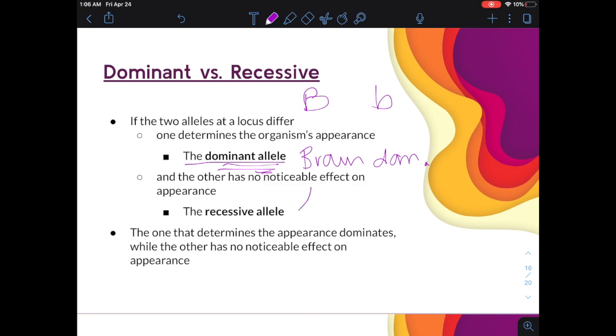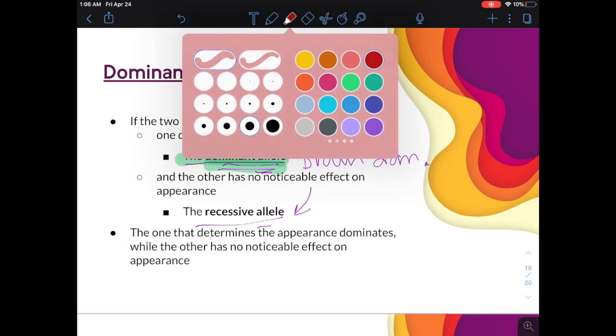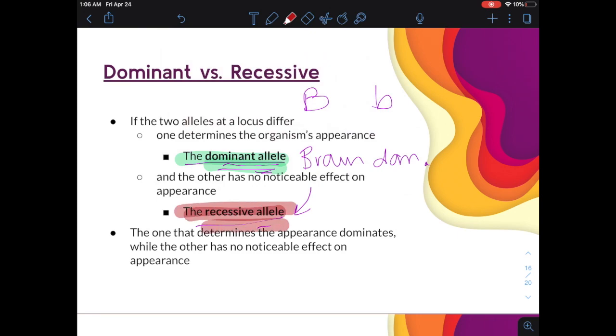The one that has no noticeable effect on your appearance, on your phenotype, is your recessive allele. Your phenotype, your physical appearance, is going to be based on the allele that is dominant. The recessive one has no notable effect on the appearance.